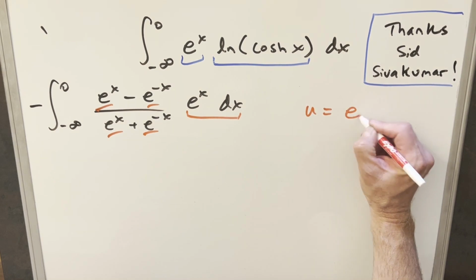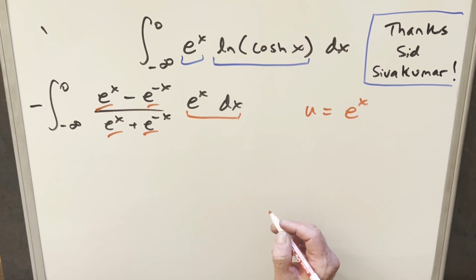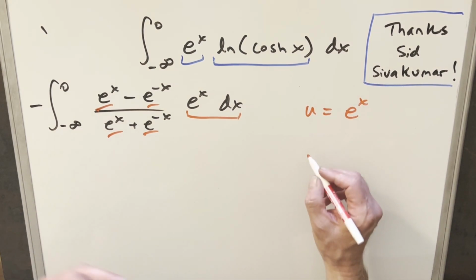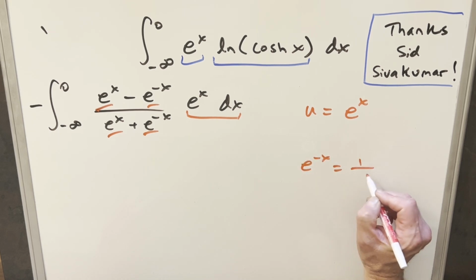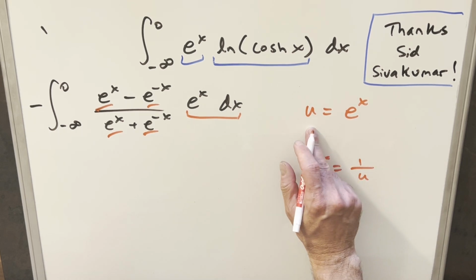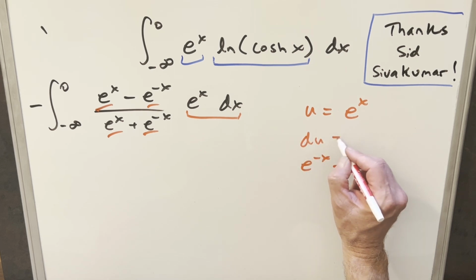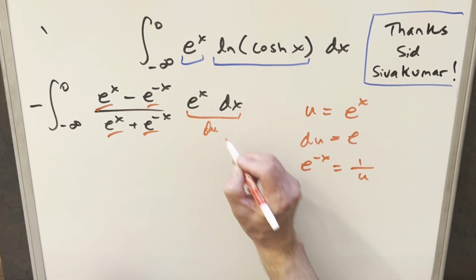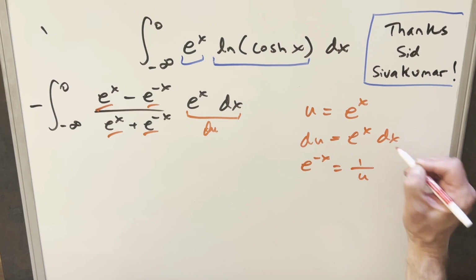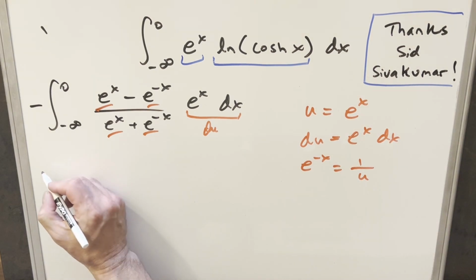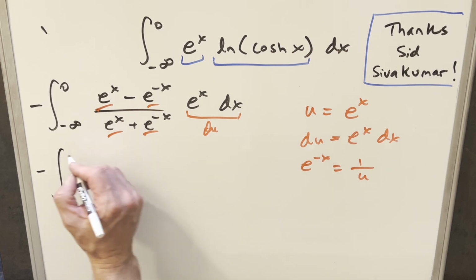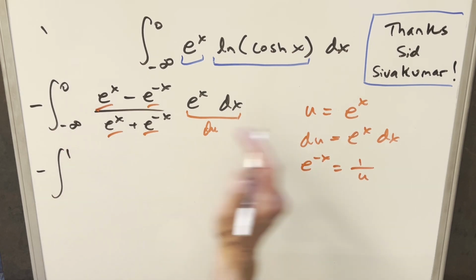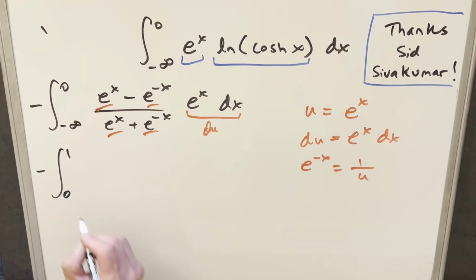So coming over here, we're going to say u is equal to e to the x. Then for all these e to the minus x's, e to the minus x is just going to be 1 over u. Then let's take a derivative to get our du value. So du is going to be e to the x dx. Then let's go ahead and substitute. First, take our 0, plug it in there: e to the 0 is just 1. Then take minus infinity: e to the minus infinity is going to 0.